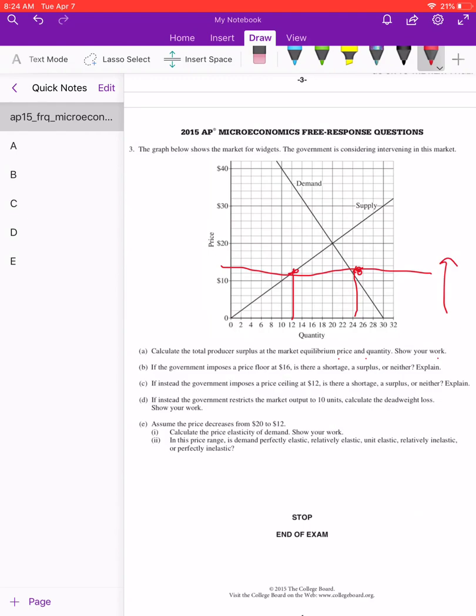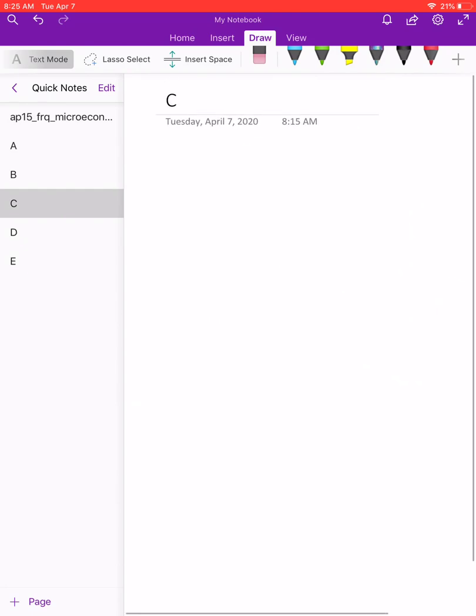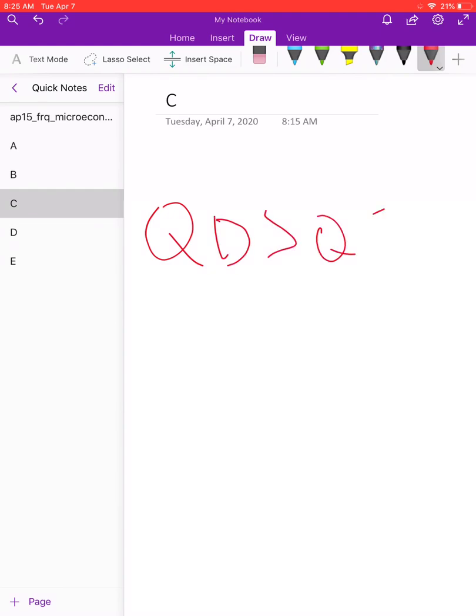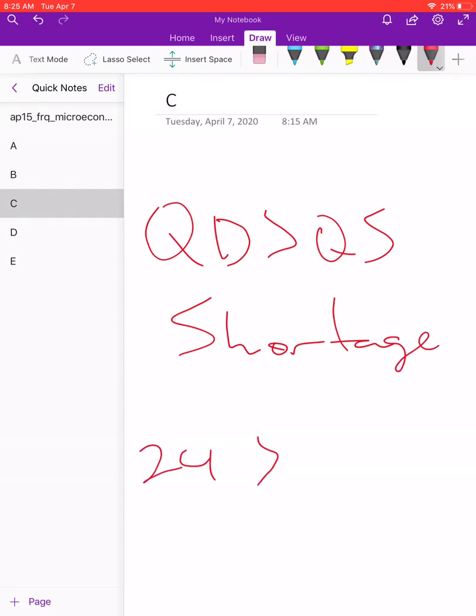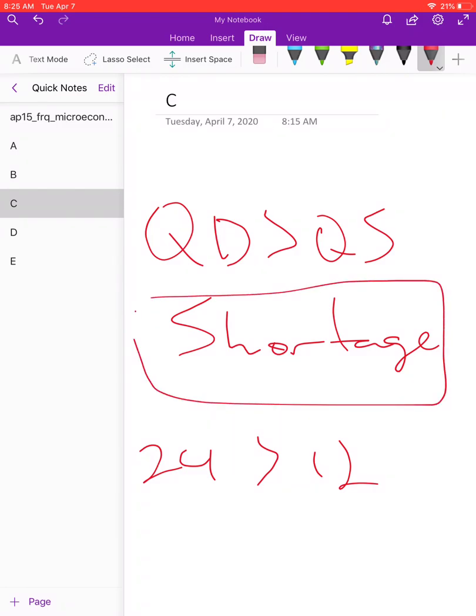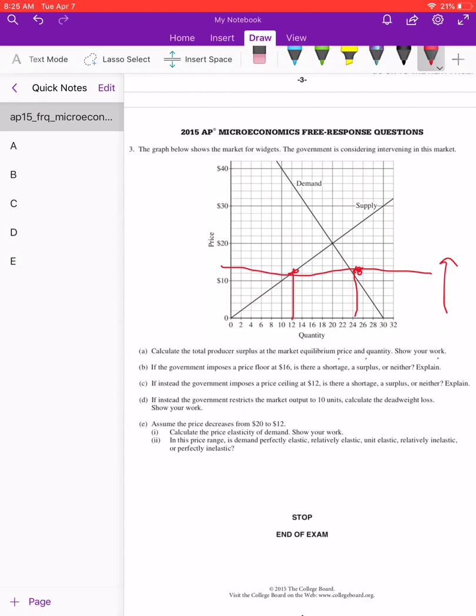That means our quantity demanded in this problem is greater than our quantity supplied, 24 and 12. When the quantity demanded is greater than the quantity supplied, we have what is called a shortage. The quantity demanded of 24 is greater than the quantity supplied of 12. This is a market failure. This market is not in equilibrium. So your answer for letter C, if the government imposes a ceiling of 12, is there shortage, surplus, neither, explain? It is a shortage because in this instance, it's a binding price ceiling, making your quantity demanded greater than your quantity supplied.